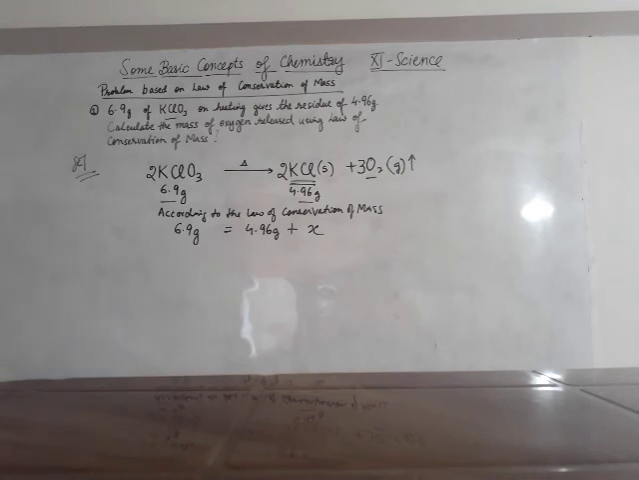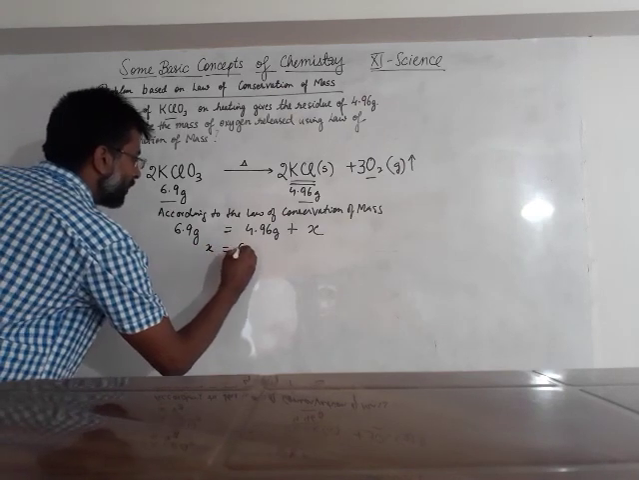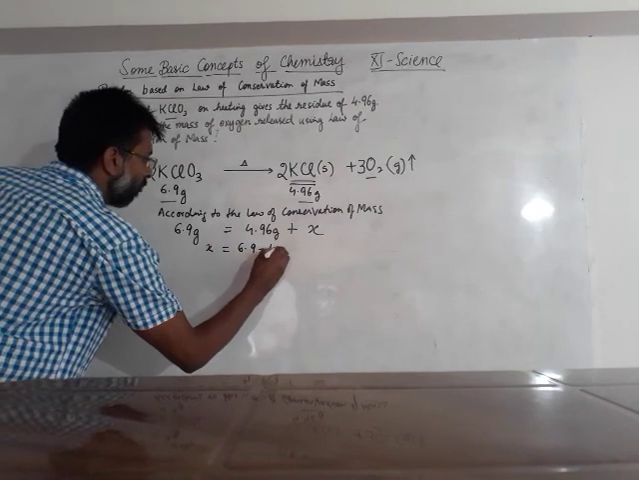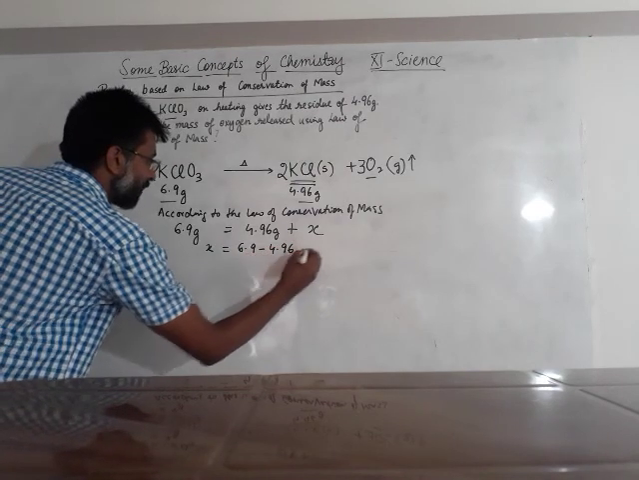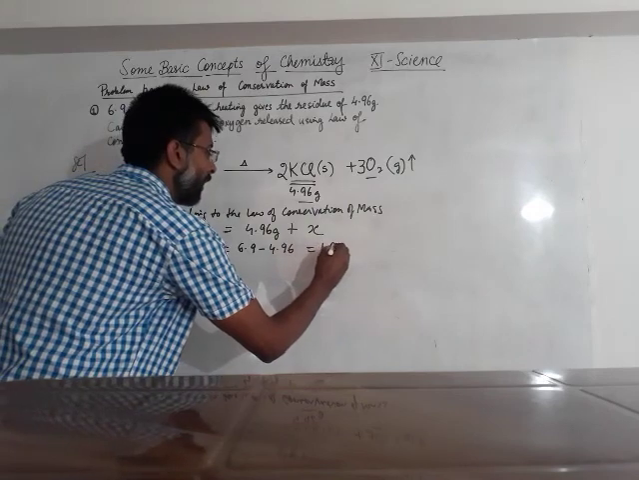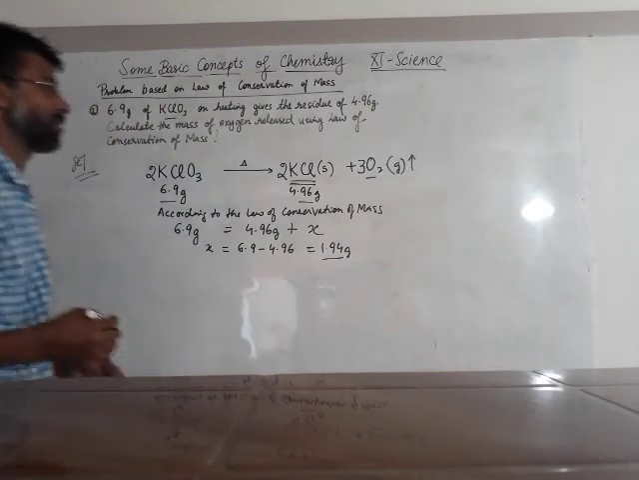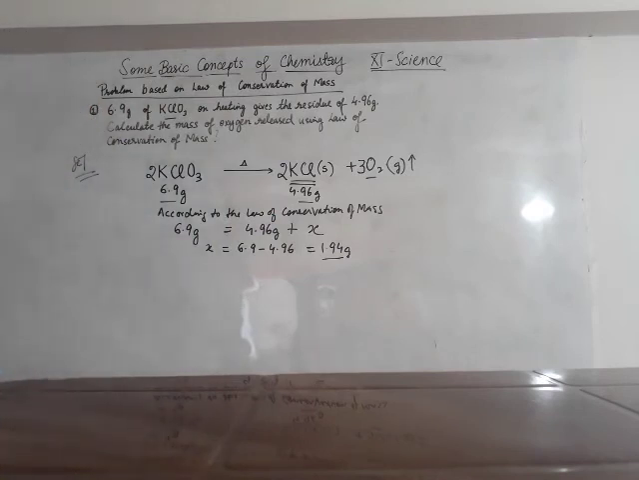Now let us find the value of X. The value of X will come to 6.9 minus 4.96. Subtract it, you will get the answer. You will get roughly 1.94 gram. This 1.94 gram is the mass of oxygen.